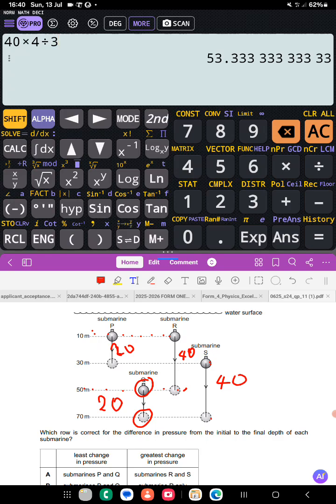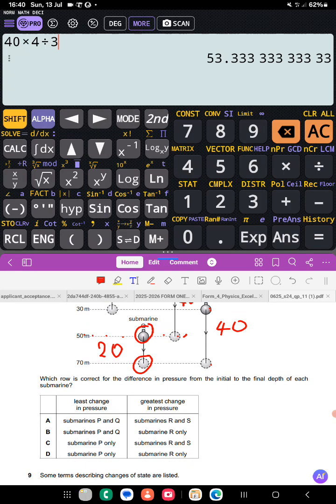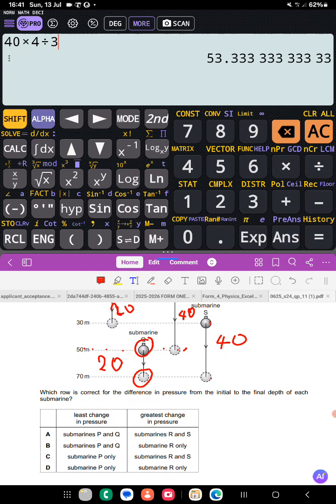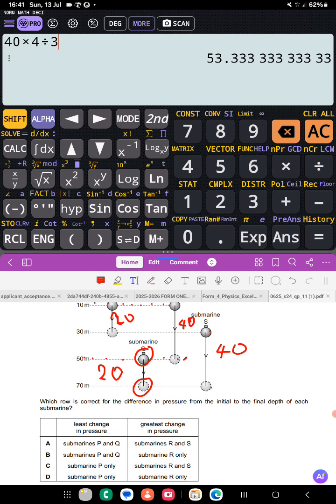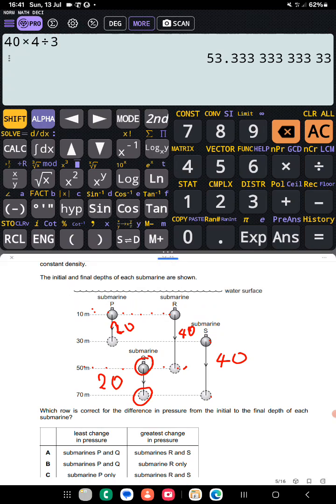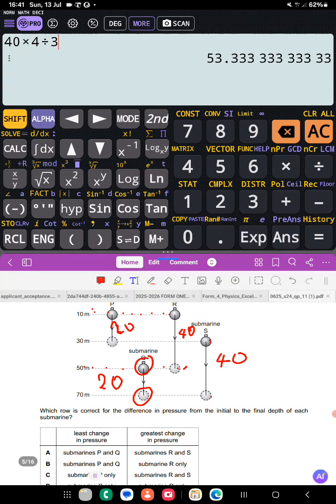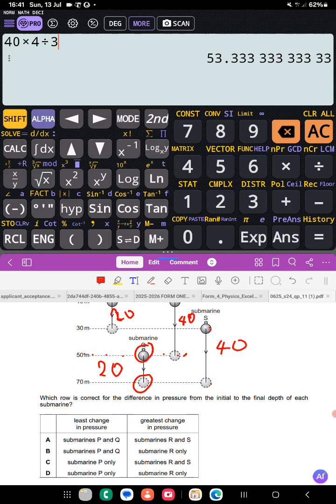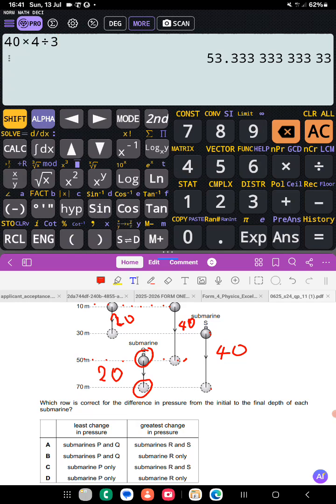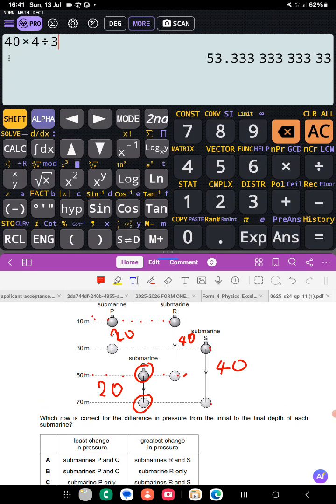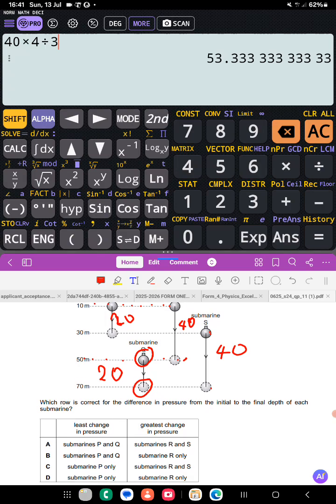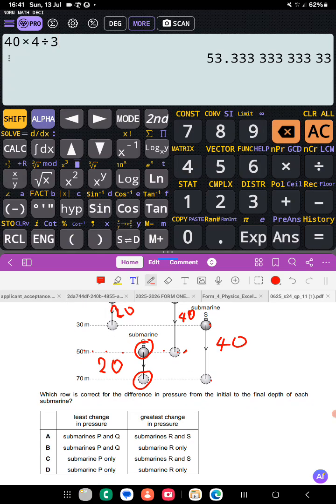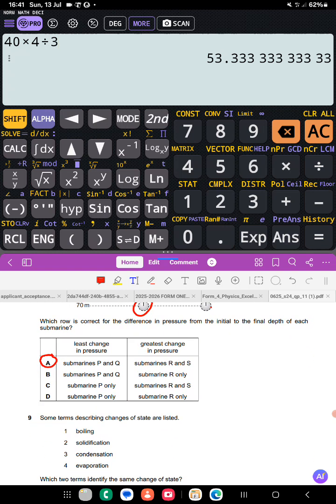Okay, so let's look at the details of the question. Least change in liquid pressure. Least change will be P and Q, because the difference in depth for P and Q are the same, which is 20. Therefore, they will have the least pressure change. And the greatest change in pressure is R and S. Both of them have the same depth difference. So the answer is going to be A. All right.